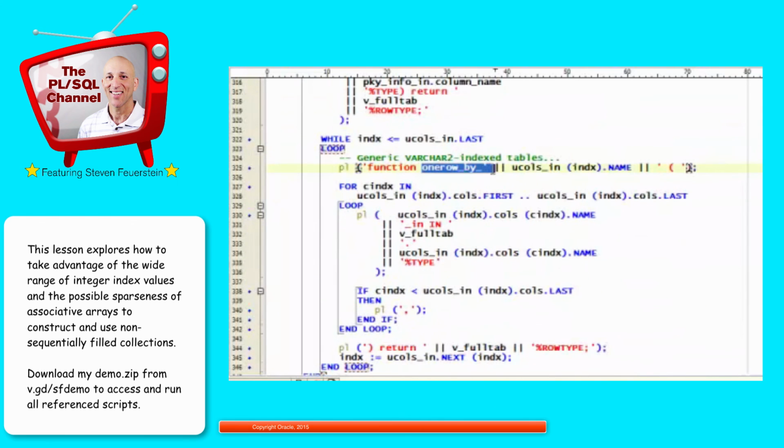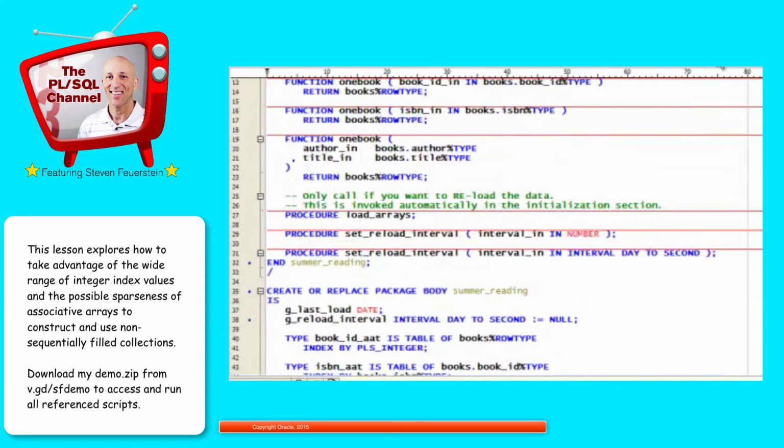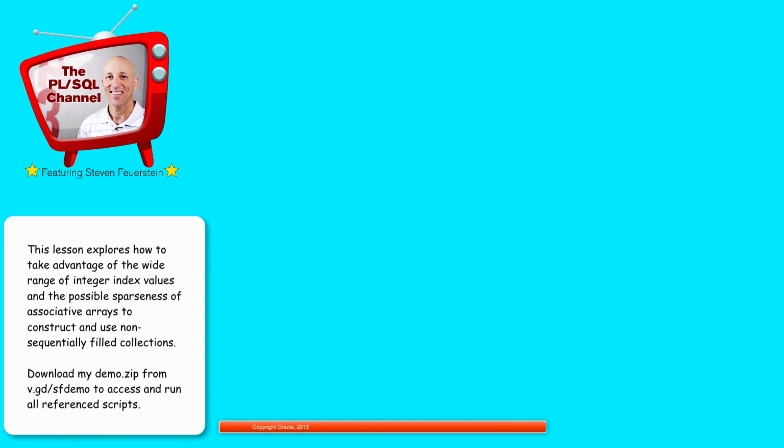Here's the one row by for each of my unique indexes. It will create a package for you that will do everything you saw in my little book manager right here. So if you like the idea, if you need to be able to access your collections in multiple ways, if you want to emulate your primary keys and your unique indexes, do not write all this code yourself. Call the GenAA program, and it will do all the work for you. And that's in the demo zip.